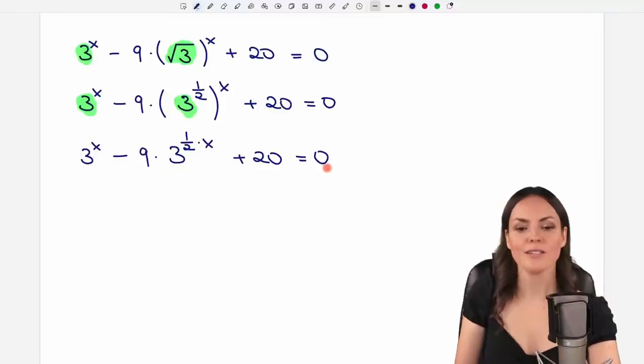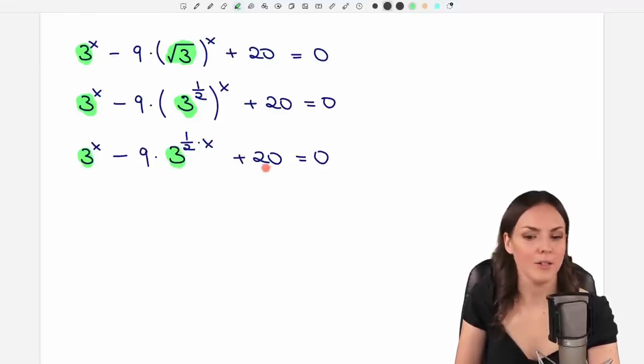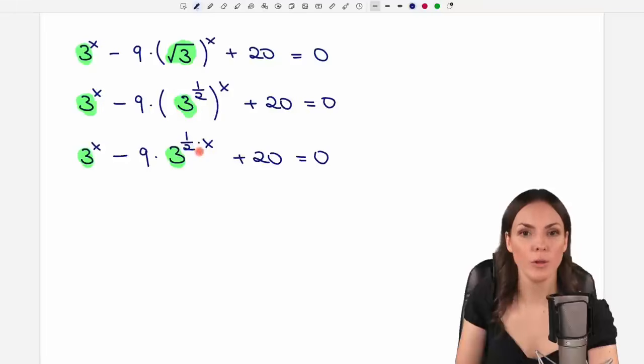So, what is so special about this equation now, about the structure of this equation? We have 3 parts here. In the first part, we have base 3 and raise it to the power of x. In the second part, we also have base 3, but raise it to half of x. And then we have a part where there is no x at all, and on the other side we have 0.